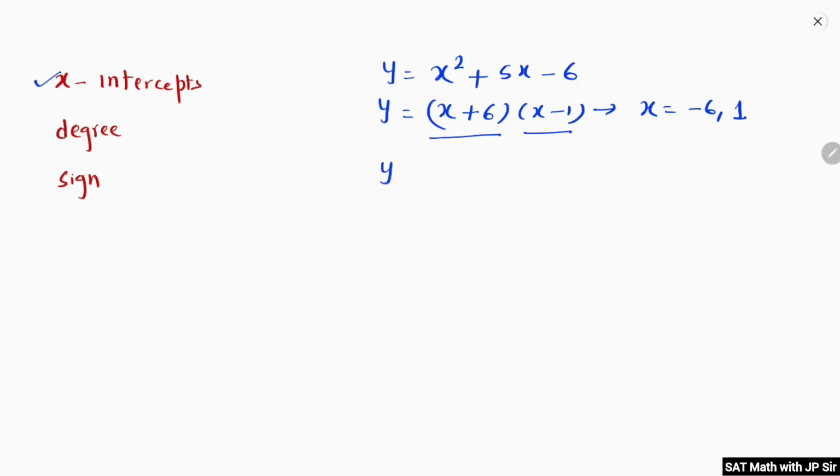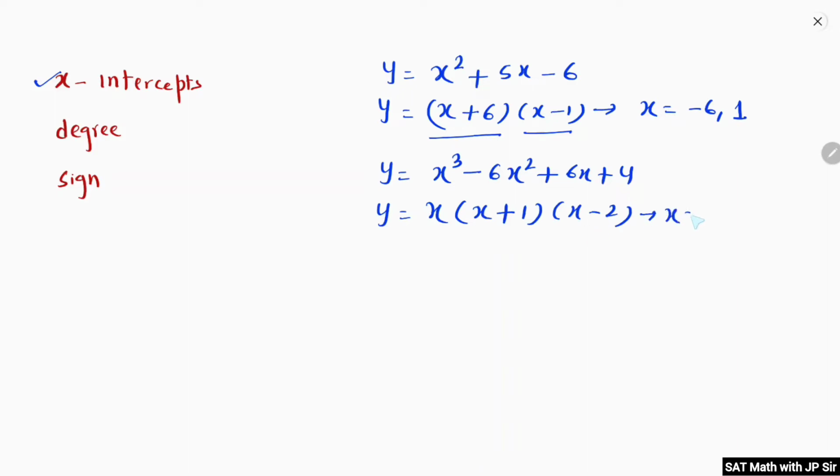Now let's take another example. x cube minus 6x square plus 6x plus 4. And I'm writing another equation, x times x plus 1 into x minus 2. Now these are not the same, these are different. But again, it's very easy to find X-intercepts here: 0, minus 1 and 2. You put each factor 0 and you will get the X-intercepts. But it's very difficult to find X-intercepts in the first one.